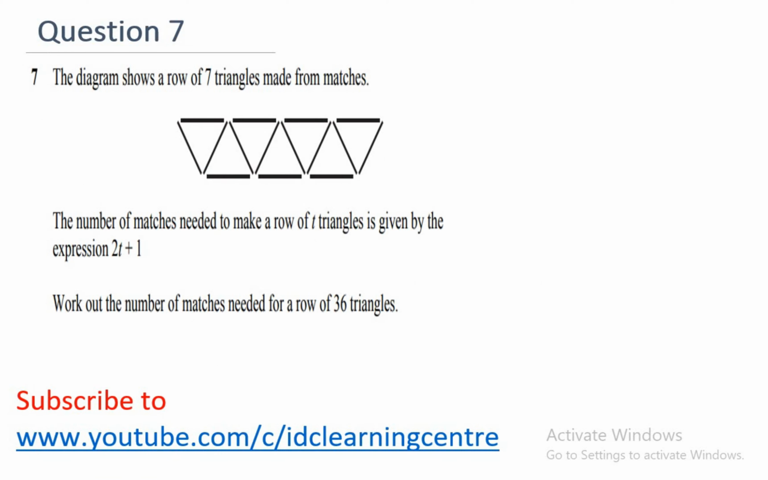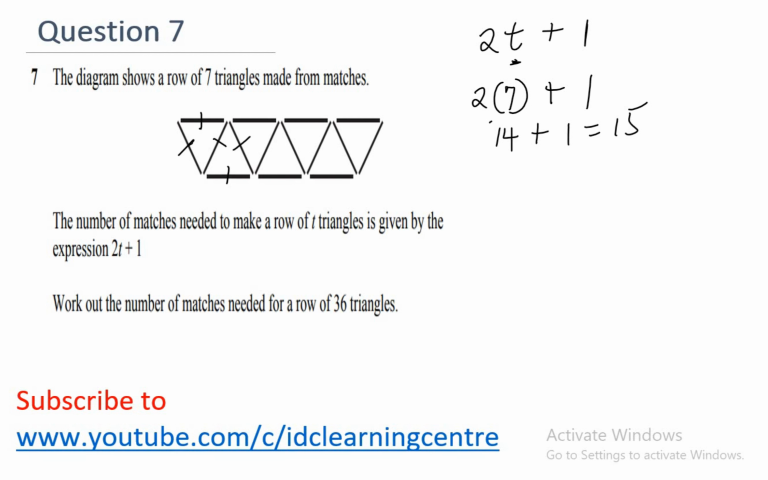For question 7, the diagram shows a row of 7 triangles made from matches. The number of matches needed to make a row of t triangles is given by the expression 2t plus 1. So for 7 triangles, replace t with 7. You have 2 times 7, plus 1. 2 times 7 is 14. 14 plus 1 is 15. Let's check if we have 15 matches here. 1, 2, 3, 4, 5, 6, 7, 8, 9, 10, 11, 12, 13, 14, 15. That's true.